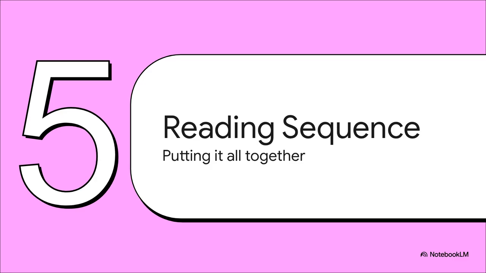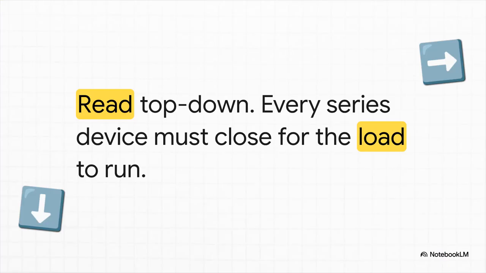All right, Section 5, Reading the Full Sequence. Let's put it all together. When you read a ladder schematic, you follow strict top-down rules. You read rung by rung, top to bottom. For each horizontal rung, trace left to right from L1.